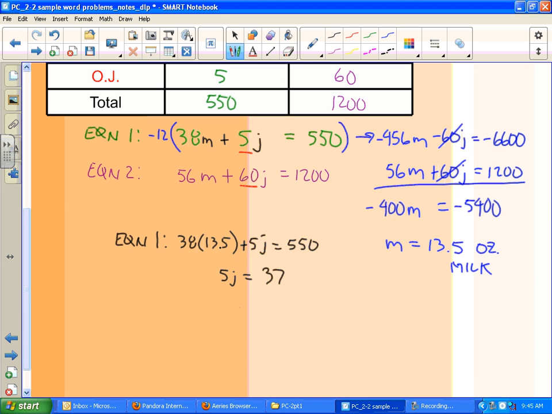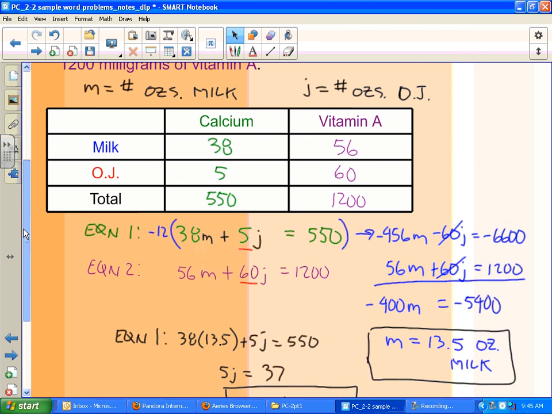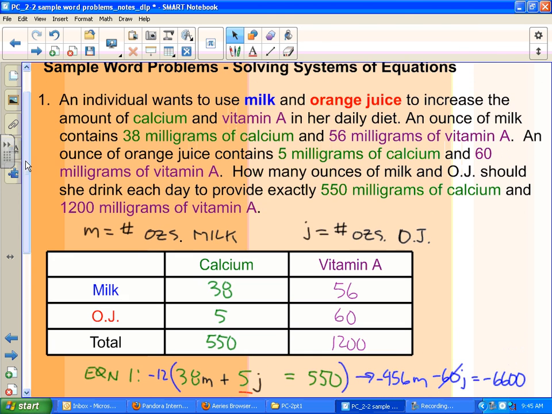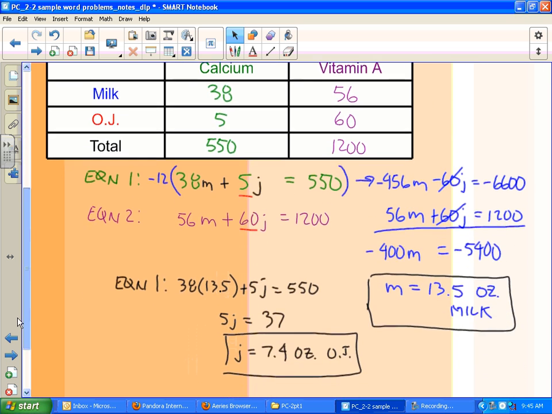And then divided by 5, let's give me a decimal, since we have this one in decimal. What are we going to get there? 7.4. 7.4 ounces of orange juice. And there we go. So that's how many ounces of orange juice, how many ounces of milk that we're going to need in order to provide the daily 550 milligrams of calcium and 1,200 milligrams of vitamin A.